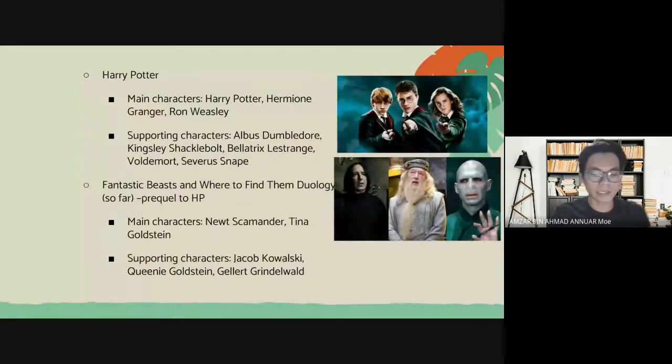Okay, lepas ni kita akan tengok plot pula. Plot tu maksudnya adalah perjalanan cerita. The plot talks about the sequence and the precedent and antecedent of the story.